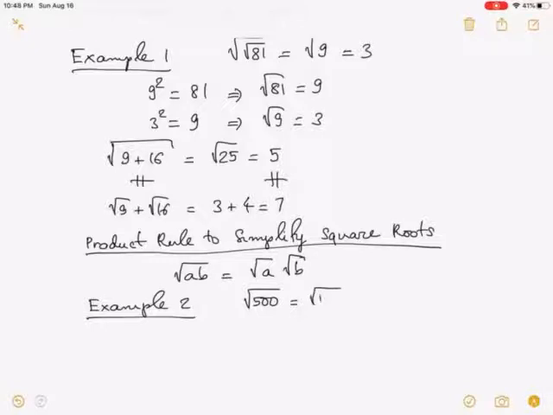So the square root of 500 we write as the square root of 100 times 5, because 100 is a perfect square. So it is the square root of 100 times the square root of 5. The square root of 100 is 10, because 10 squared is equal to 100.